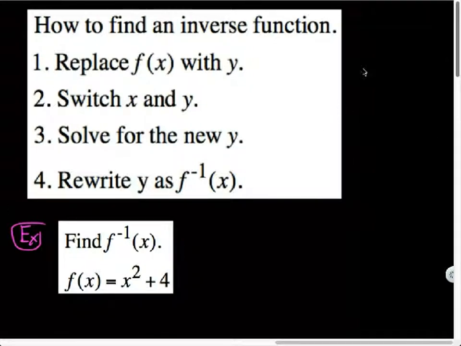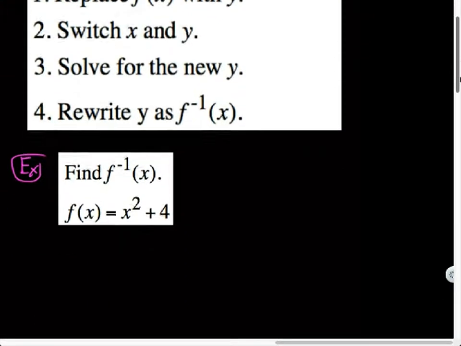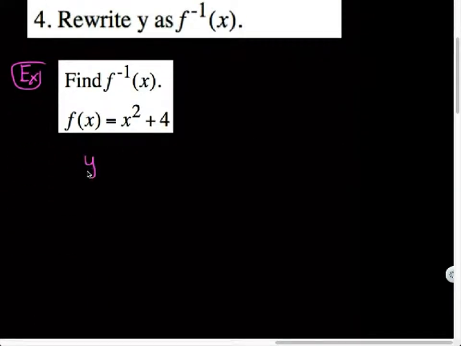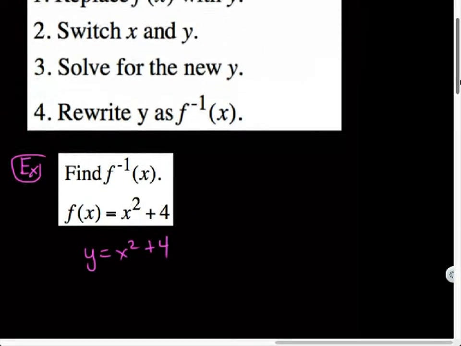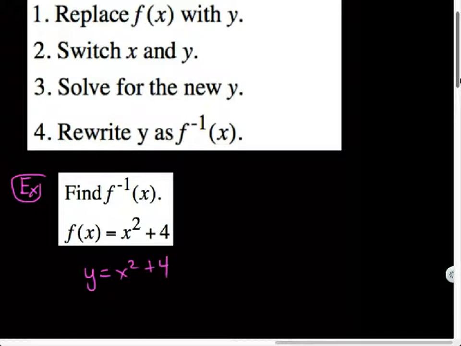So, the process, step 1 says replace f of x with y. So I'll rewrite this as y equals x squared plus 4. Step 2, it says switch the x and the y.